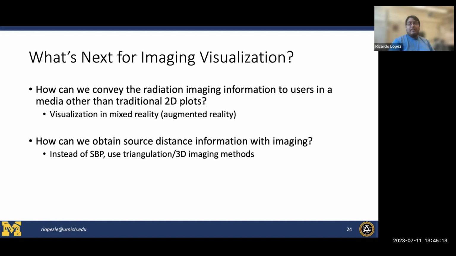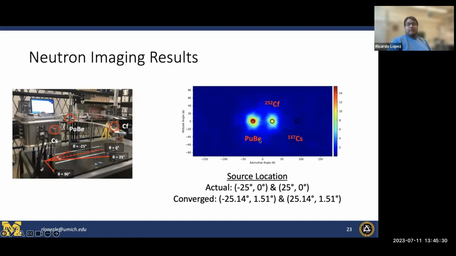But also, another important question is, how can we obtain the source distance information with imaging? With simple backwards directed imaging, or at least with the particular process that I demonstrated today, you are able to say with a fairly high degree of confidence that a source is located at, in this case, -40 degrees azimuth and 0 degrees altitude. So all you can really say is the direction of the source relative to the detector. What you can't necessarily say is how far away the source is.